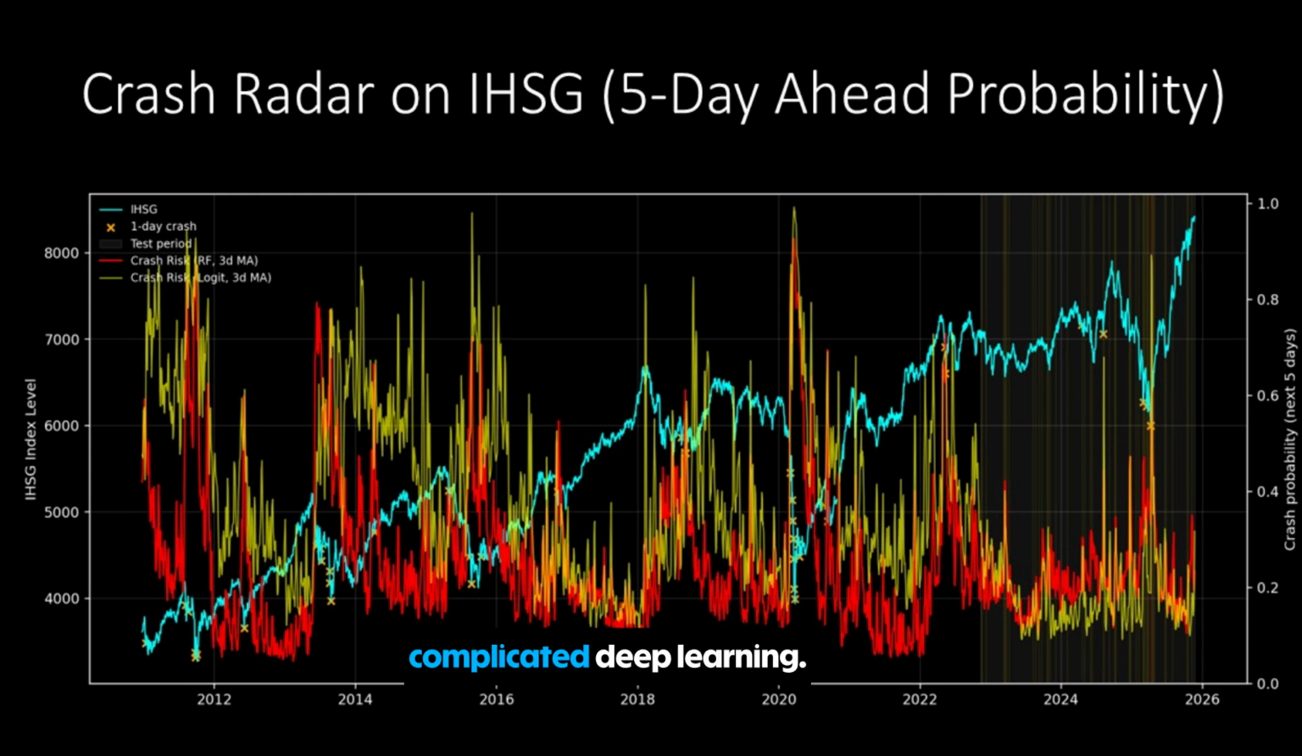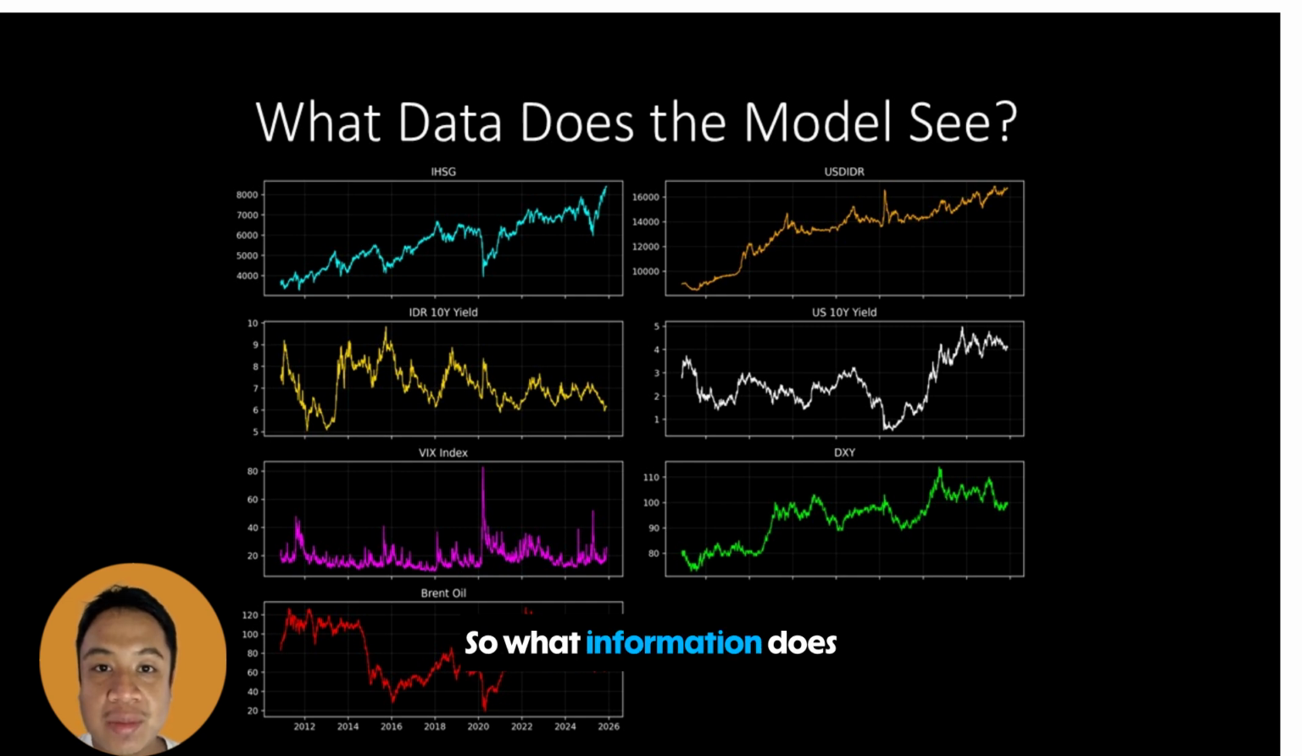And I'm not using complicated deep learning. This model is random forest, which is strong, practical, and easier to explain. So what information does the model use? We feed it a mix of Indonesia market variables and global stress indicators: stock market trend and volatility, FX moves and volatility, IDR 10-year yield, US 10-year yield, volatility index or VIX, dollar index or DXY, and Brent oil.